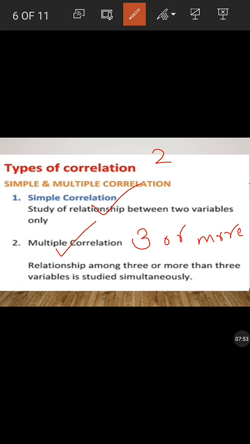There are three or more variables. So when we study the relationship between 3 or more variables, then that is known as multiple correlation. Okay, so I hope you all understood simple correlation.